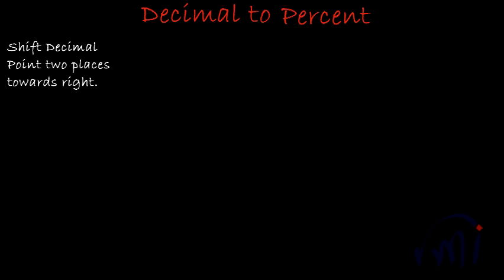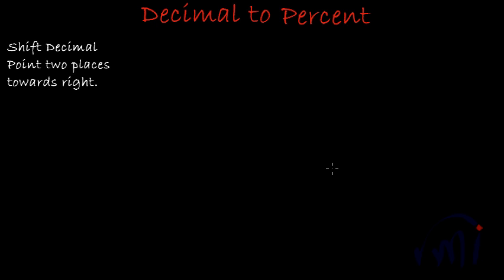Hi. So in this video we are going to learn how to convert a decimal into percent. As you can see, I have noted down the procedure to convert a decimal into percent. The procedure is: shift the decimal point 2 places towards the right, and that will be the percent.